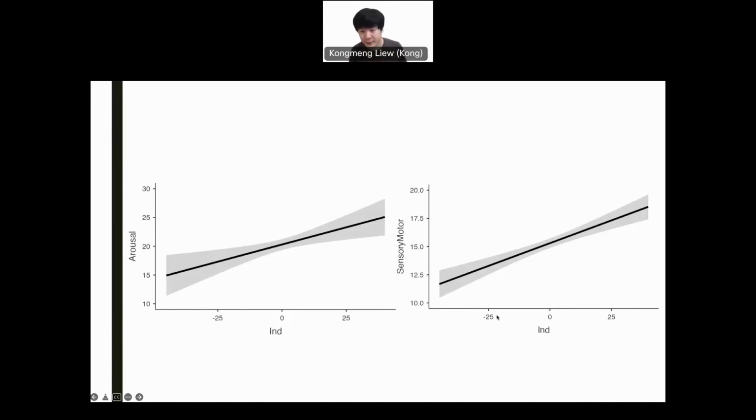We saw a similar effect with independence, controlled for culture, where on an individual level, if you're more oriented towards independent thought, independent orientation, you're more likely to prefer high arousal music, as well as, on a trait level, preferring to dance to music.